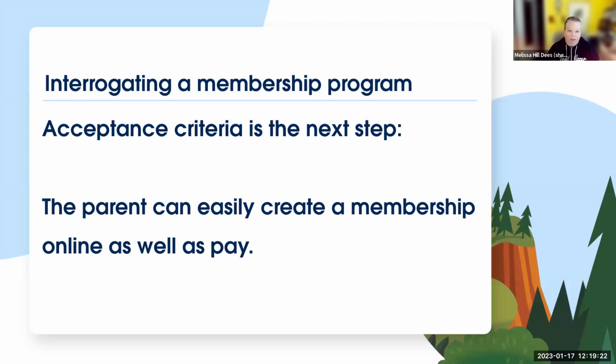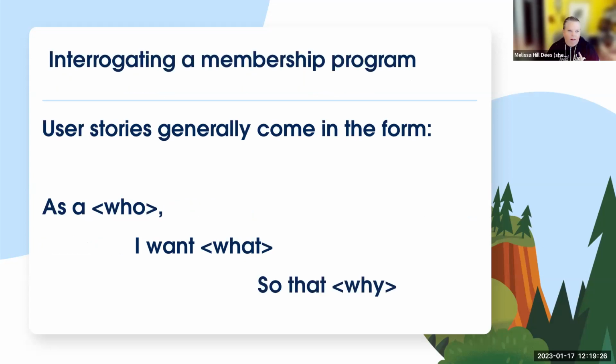And then acceptance criteria is the next step, but let's go back just a second. So the user stories might be, as a parent, I want to create my membership when it's convenient for me so that my child doesn't miss any benefits because I cannot attend a PTO meeting, right? So essentially I'm saying I want to be able to do this online because I work out of town a lot and I'm not always here when they meet.